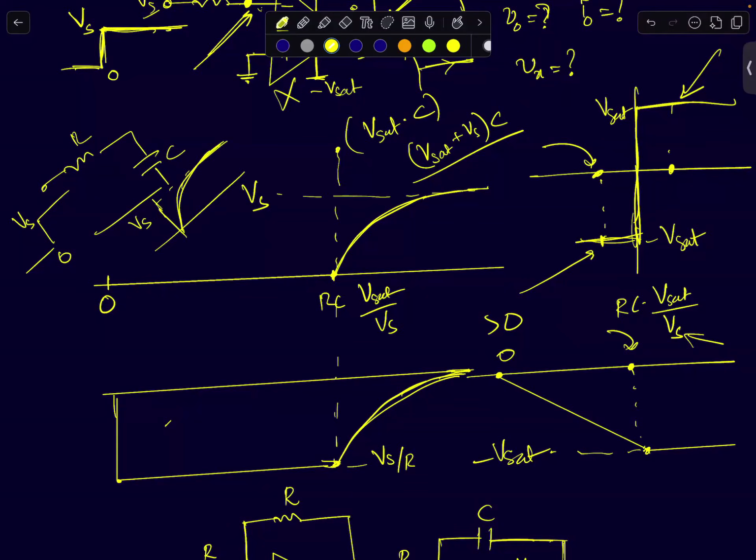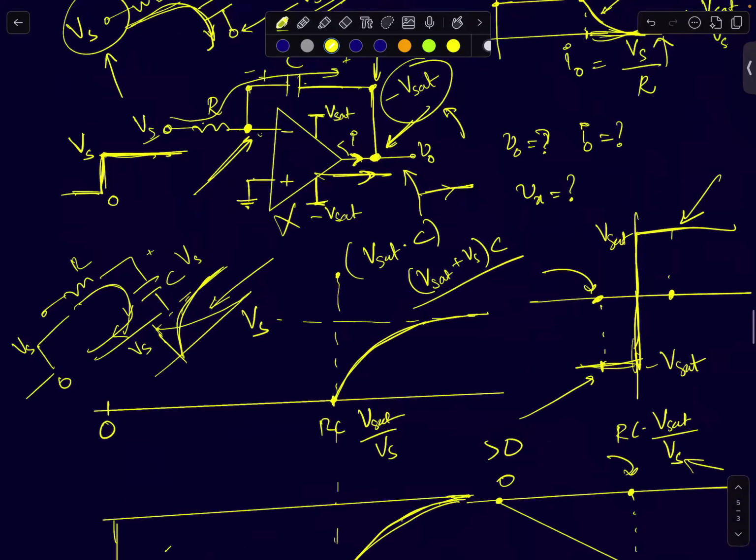And if I ask you what is the current flowing in the circuit, it will start from Vs by Rs and eventually go to 0. Once the capacitor is fully charged to Vs, the current in the circuit will come to 0. Okay, that's the charging. That's what happens in a first order RC circuit.